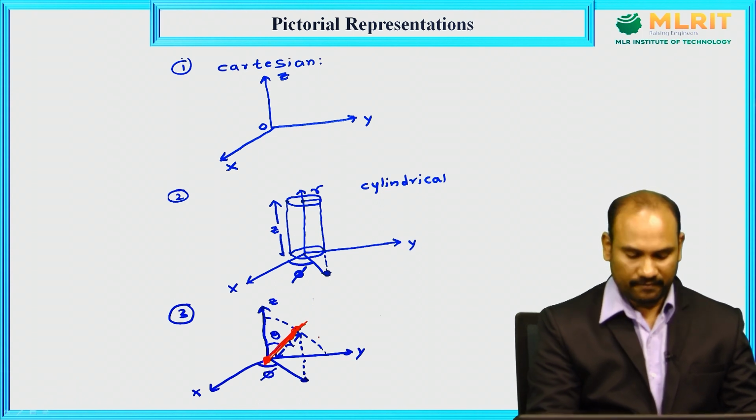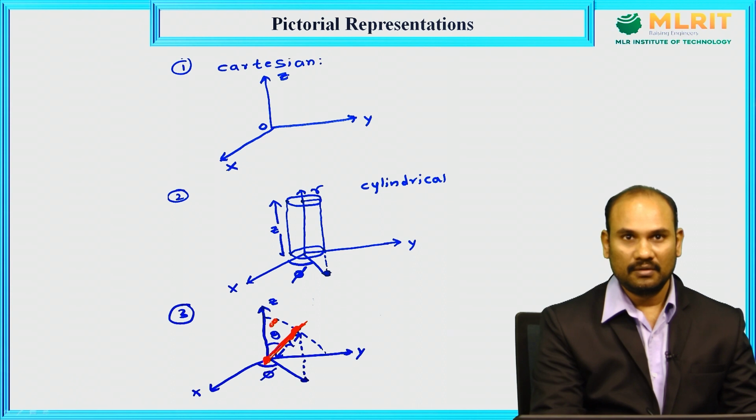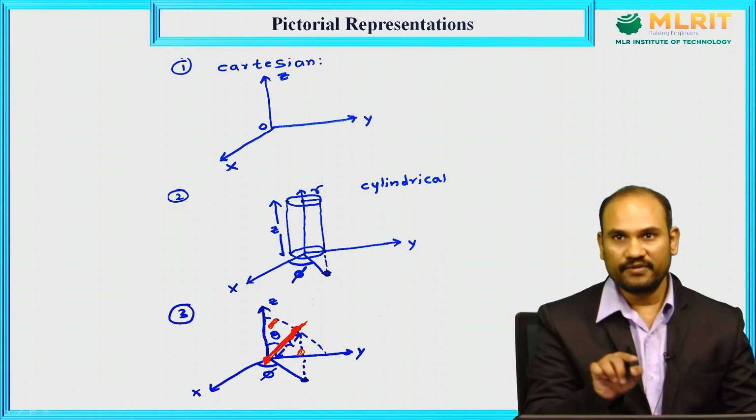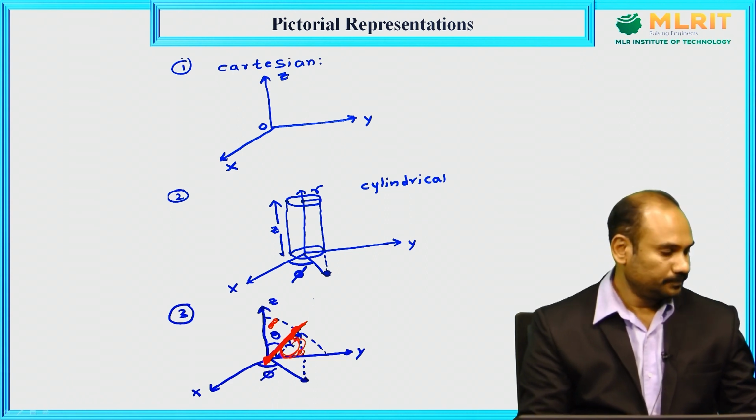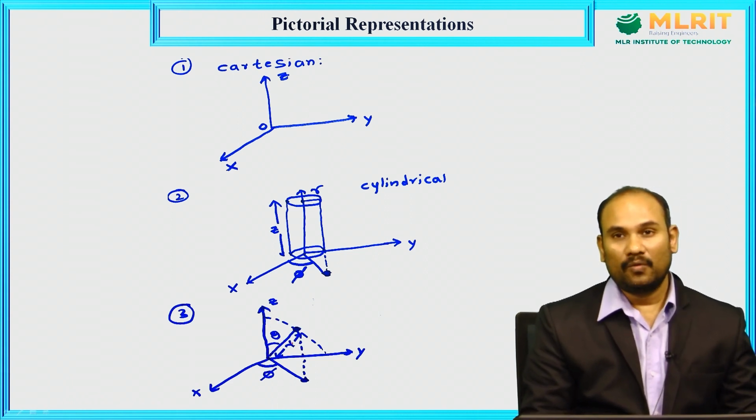You can take any point. I have taken this point. You can take this point, or you can take this point. Any point on the surface of the sphere. So this distance is called the radius. I have labeled it as r here, the radius of the sphere. Next, what is theta here?